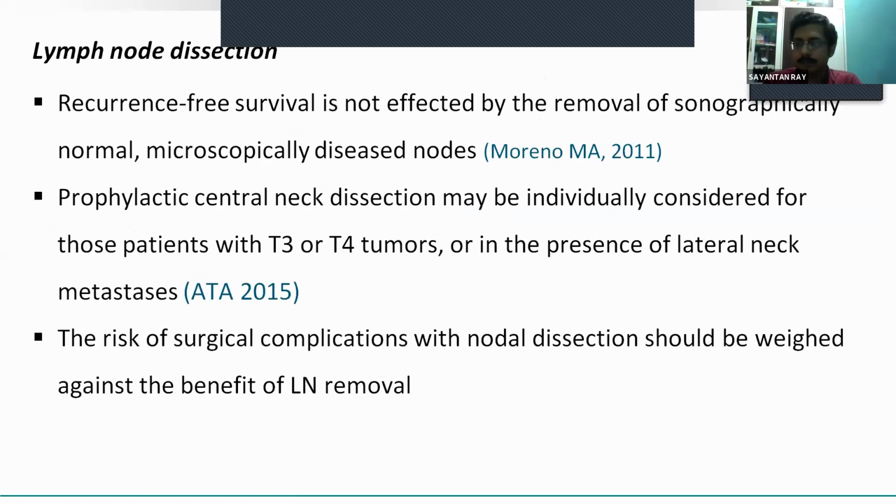Now, regarding lymph node dissection, papillary thyroid cancer has a high predilection for spread to locoregional lymph nodes, occurring in up to 40 to 90% of cases when prophylactic node dissection is performed. However, it has been found that recurrence-free survival is not affected by the removal of sonographically normal, microscopically diseased nodes. And prophylactic central neck dissection may be considered on an individual basis for those patients with T3 or T4 tumors or in the presence of lateral neck metastasis. And of course, the risk of surgical complications with nodal dissection should be weighed against the benefit of lymph node removal. And another point to mention here is that berry picking or selective removal of suspicious lymph node metastasis is usually not recommended.